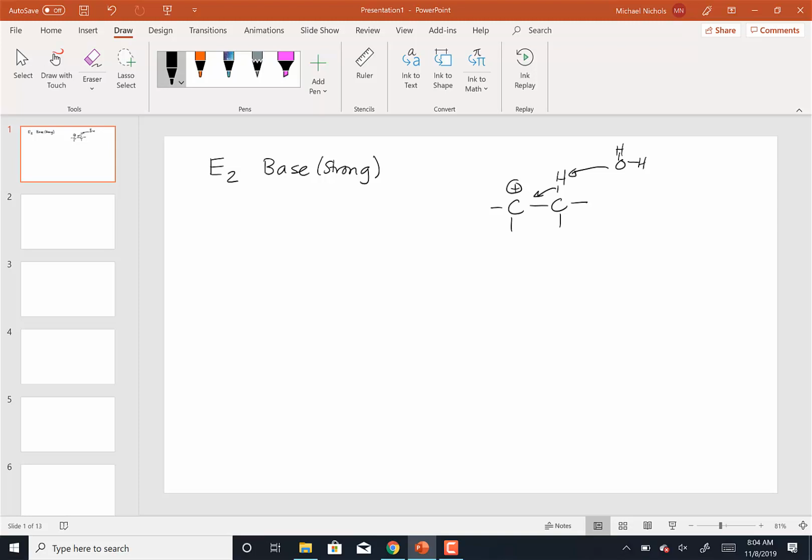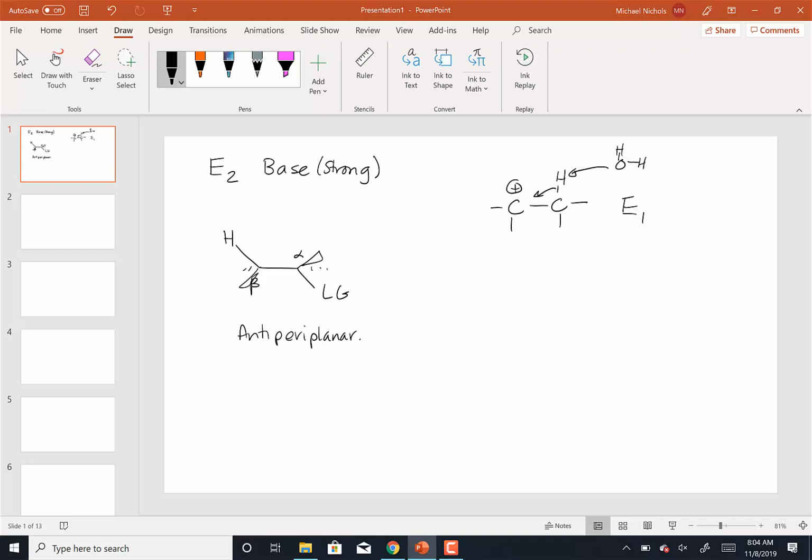And in an E2, the stereochemistry is such that you have to have your beta hydrogen and your leaving group, and I'll just make this a generic leaving group, the beta hydrogen and the leaving group must be in an anti-periplanar geometry. And what that means is they're anti and they're in the same plane.